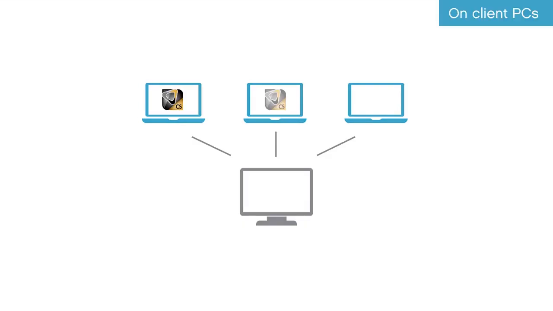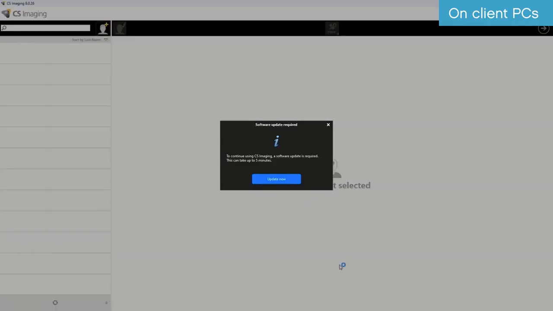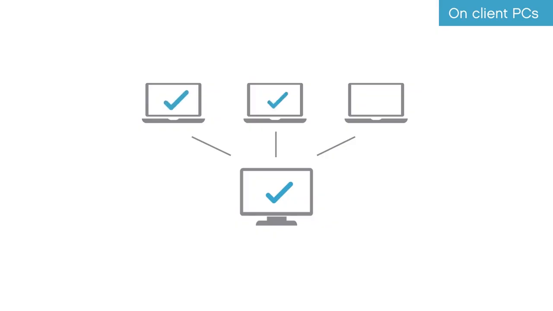Following the server update, when opening CS Imaging on each computer, this message is displayed. Click Update Now. The installation takes 10 to 15 minutes. The update is complete on all workstations.